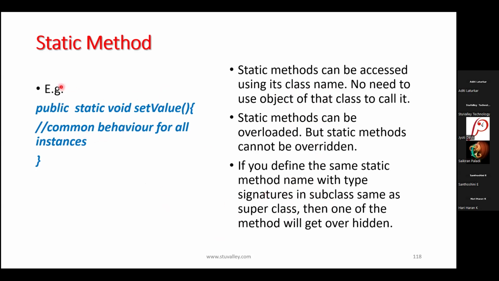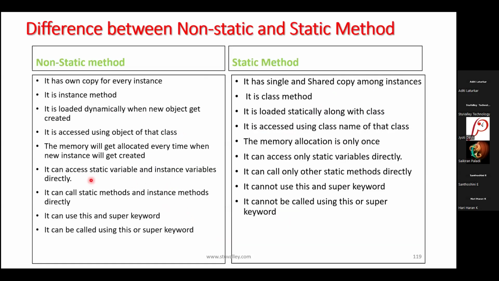We cannot access non-static members from a static context, but we can access static context and non-static context from a non-static context itself. So remember all the differences between non-static and static. We cannot use this and super keywords in the static methods, or to call the static methods as well, but we can use it to call a non-static method.